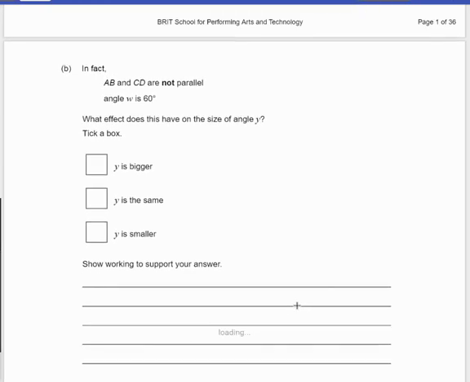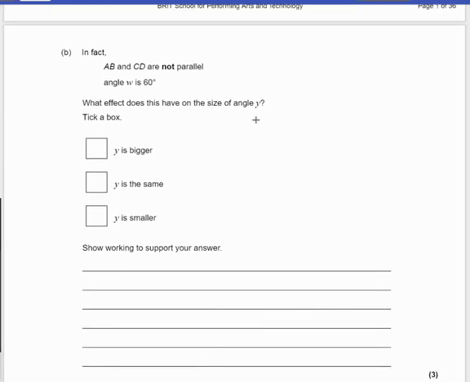Oh my gosh, look at this. In fact, AB and CD are not parallel, so Ava assumed. What happens when you assume? I wonder. They've told us instead that angle W is 60 degrees. What effect does this have on the size of angle y? It's bigger, the same, or smaller. Now, we're not going to guess. We're going to do the working out first, just to gather what happens.